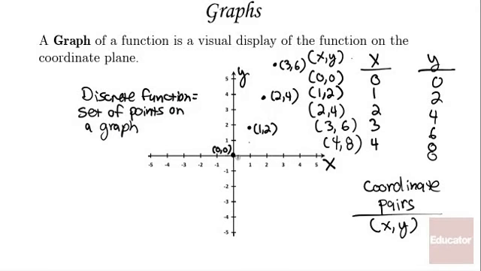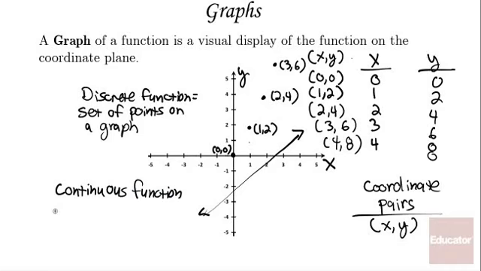Now, let's say I had another function, and it ended up coming out as a line on the graph, such as this. That would be called a continuous function. So a continuous function, when graphed, forms a curve or a line. So this is a continuous function. What I have up here is a discrete function.